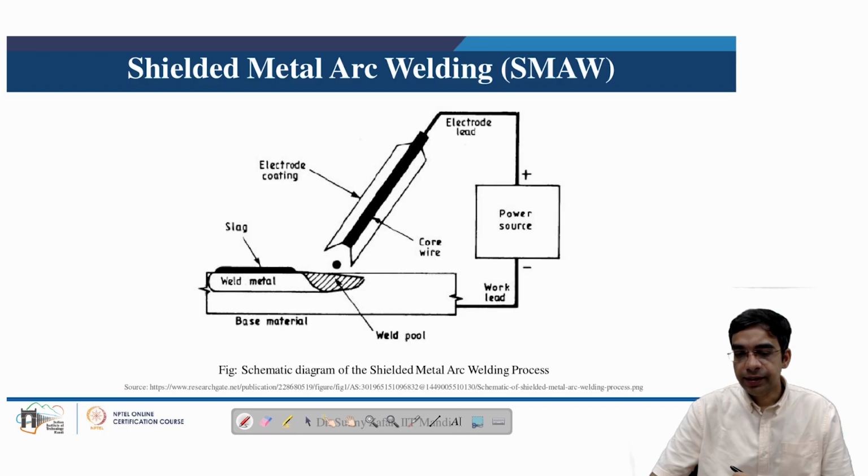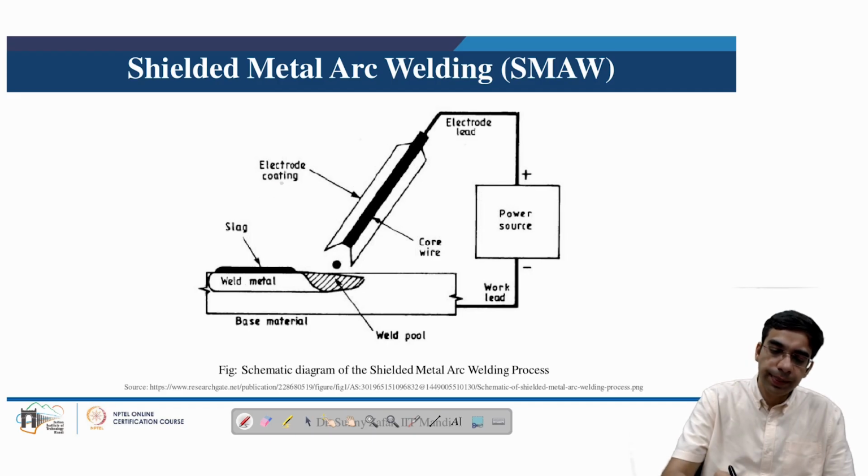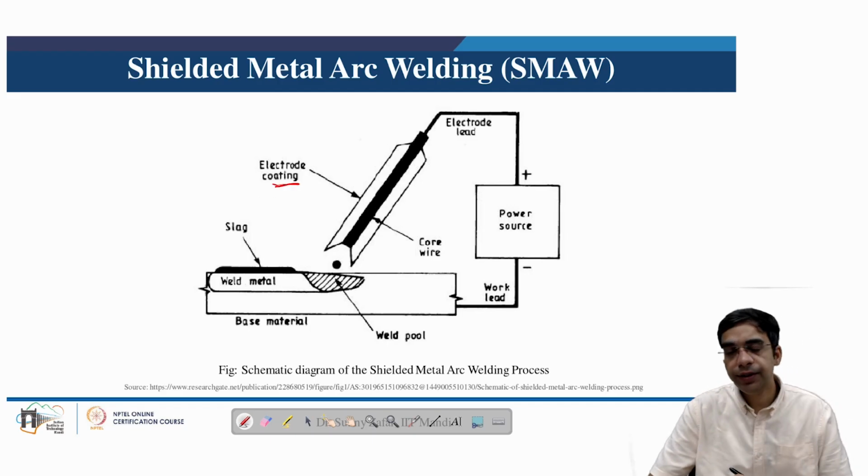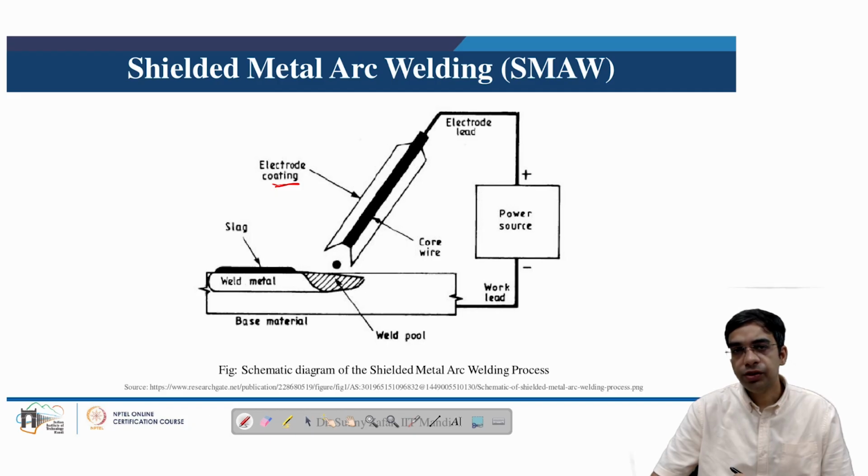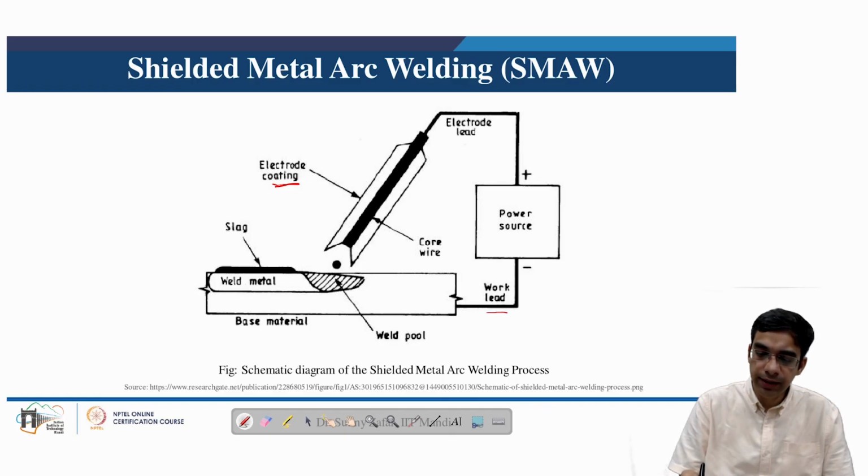So we will see the details of the shielded metal arc welding process, which is utilized for repairing of the steam turbines. The shielded metal arc welding is one of the consumable electrode types of welding, where we have an electrode here, which has a coating on top of it for generation of slag and adding several alloying elements into the weld pool. And this is connected to a power source, and the other terminal of the power source is connected to the workpiece through the work lead.